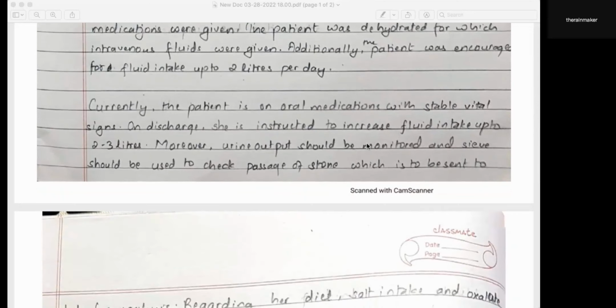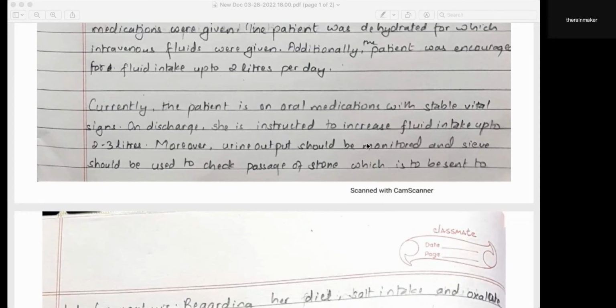This is the correct paragraph that should be put as the second paragraph, the proof of your intro: "So currently the patient is on oral medication." And let's do one more thing, girls. From now on, we're not going to write "the patient" in our letter. We're either going to use he or she or the name itself. No "patient", just he, she. So: "Currently, she is on oral medication with stable vital signs."